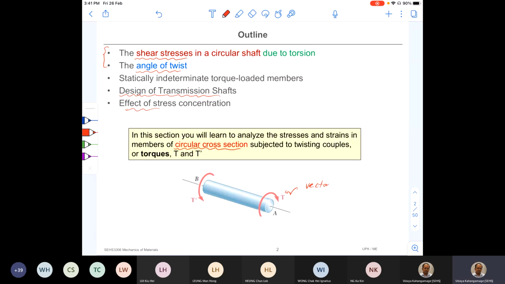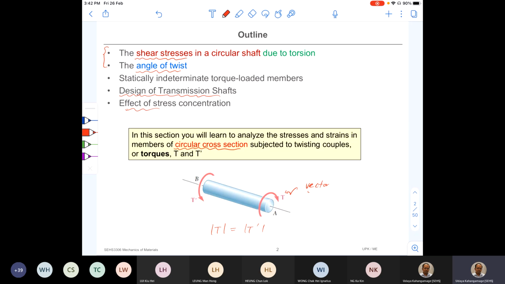So here the magnitude of that torque is normally denoted by letter T. You can see in this diagram, there are two quantities, T and T prime. So T and T prime, magnitude wise, they are the same size. But the direction is opposite, right? The sense is opposite. That is why there are two different notations.